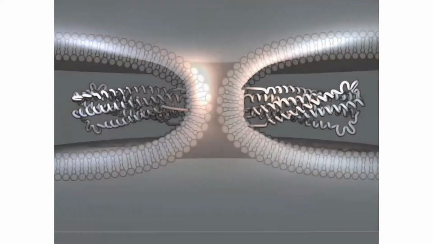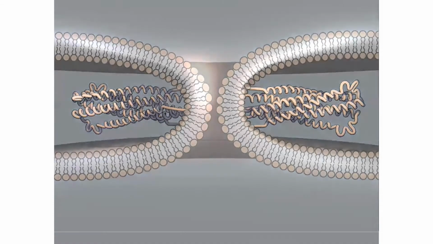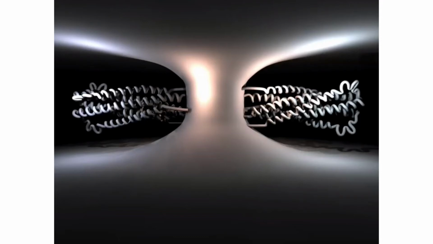And there's the complete pore made. Both leaflets of the layers, of the bilayers, have fused, and now you have a pore through which the viral nucleic acid can flow. I recommend looking at that by yourself several times, and you get the hang of it.